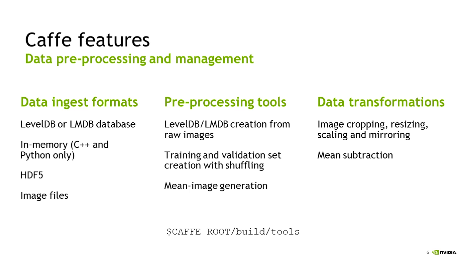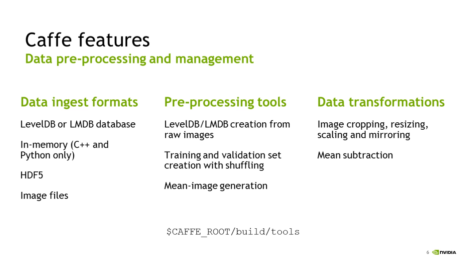You can also ingest data directly from your main memory if you are using the C++ or the Python interfaces. There are HDF5 files on the file system. If you are using very large data sets, that can be useful, or non-imagery data. And you can actually train networks directly from raw image files, although this is less efficient than using the LevelDB or LMDB databases.